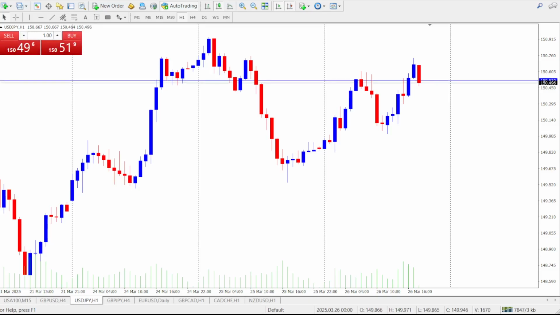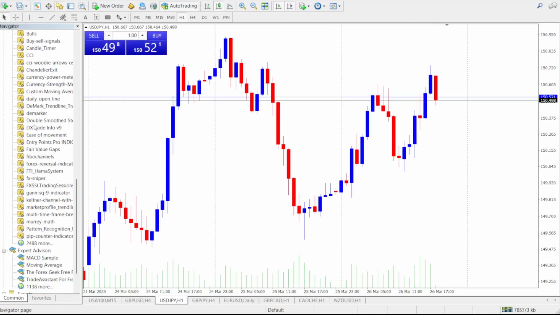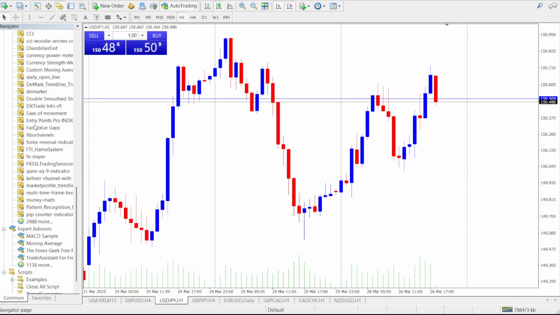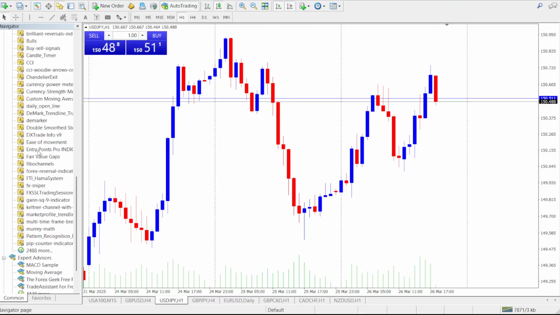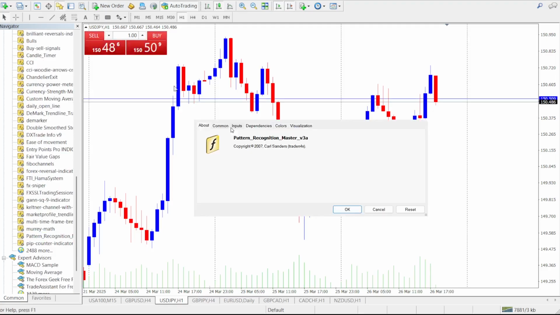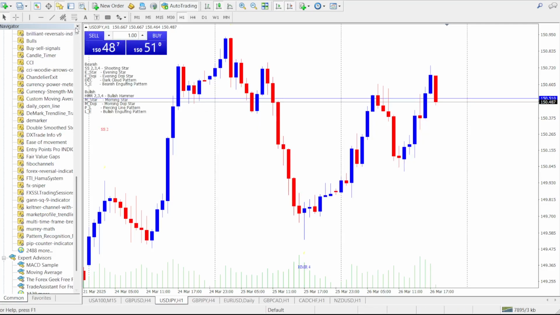Well, I'm going to add this indicator to the chart right now. After adding it to the chart, we can look at how to make use of this indicator. All right, here we go, the pattern recognition master indicator.